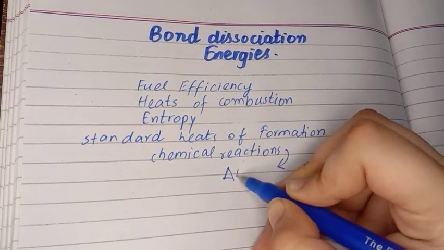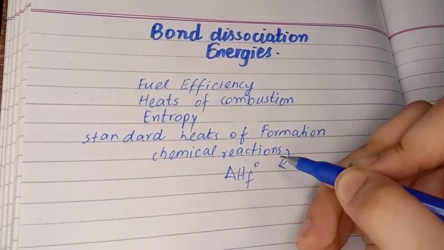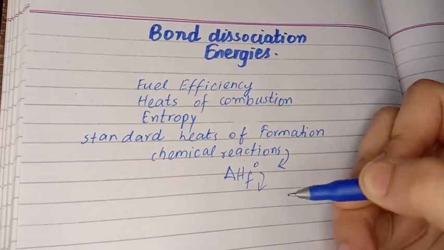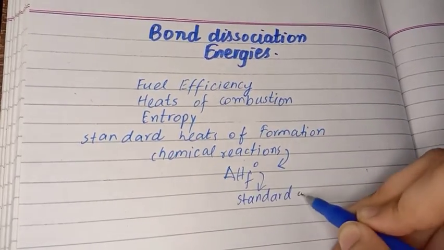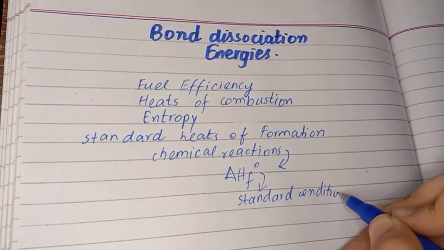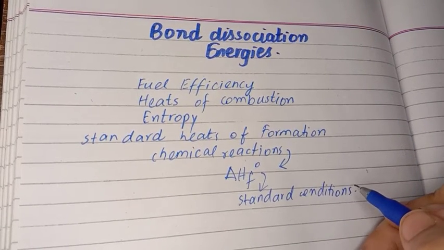Secondly, each substance in the reaction must be in its most stable and standard condition, which is 1 atm pressure and a specified temperature, which is 25 degrees Celsius. So the next thing we're talking about is bond dissociation energies.